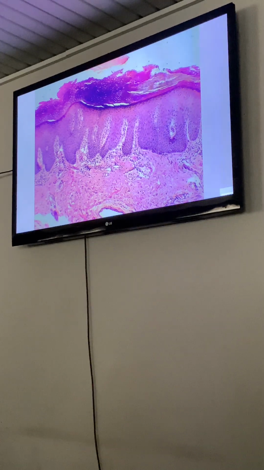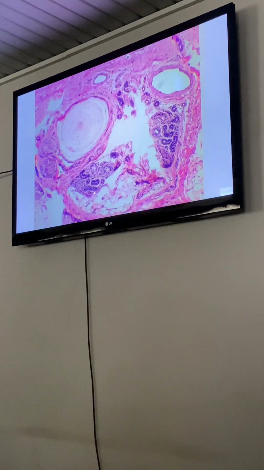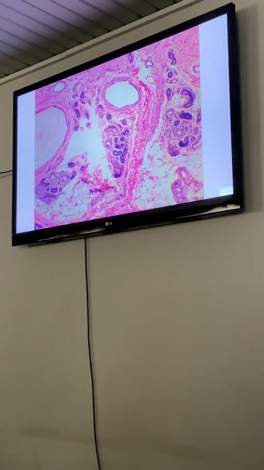Which type of epithelium? Stratified squamous keratinized, found in the epidermis of the skin. Beneath the epidermis of the skin, we can see the dermis. Within the dermis, we can see the sweat gland. Sweat gland is an example of simple.